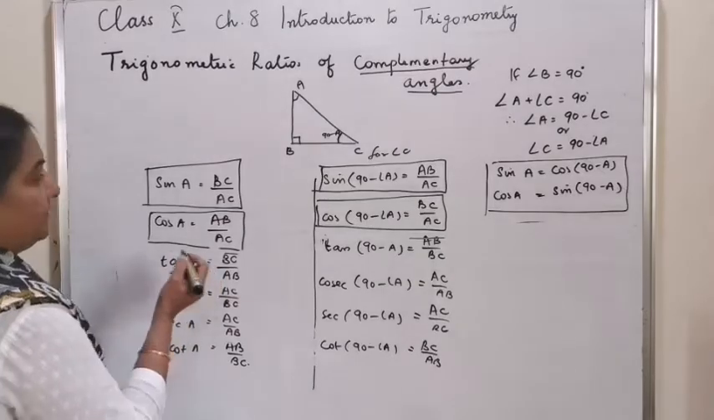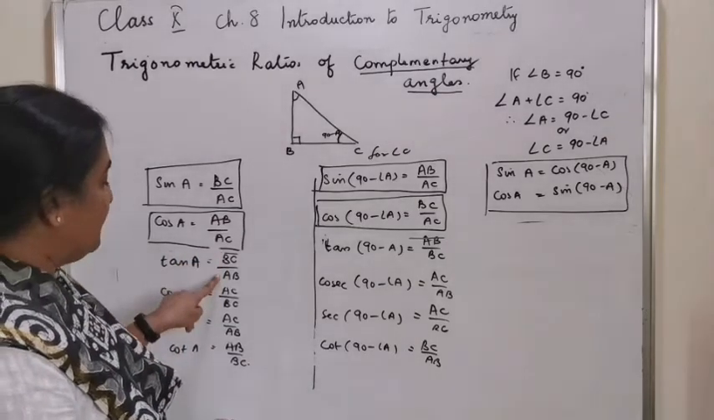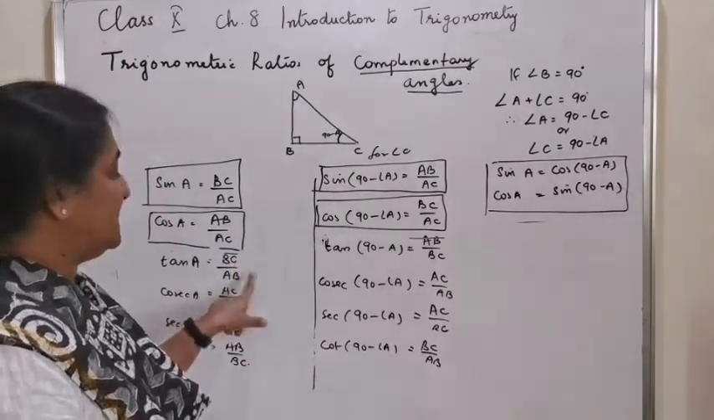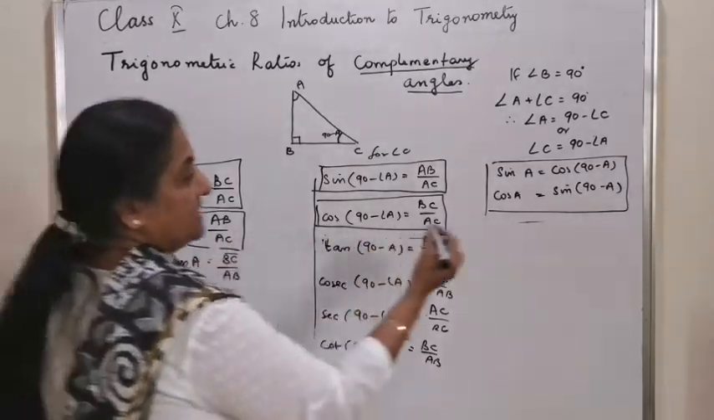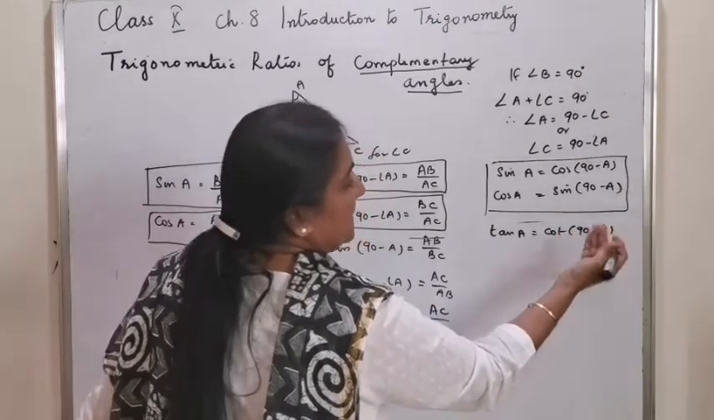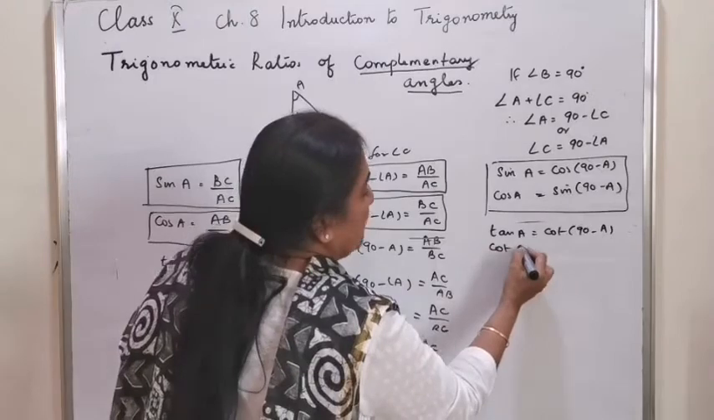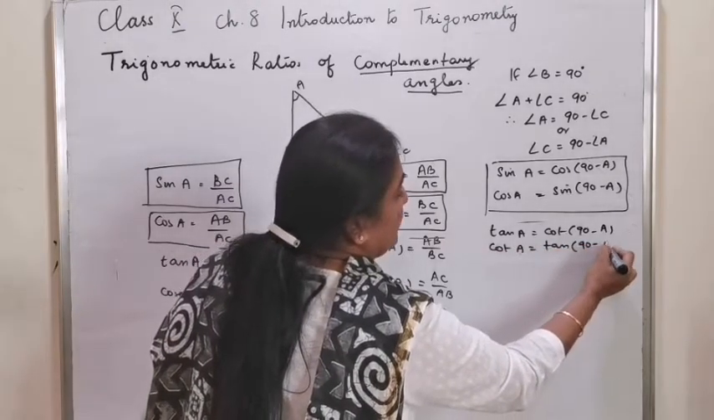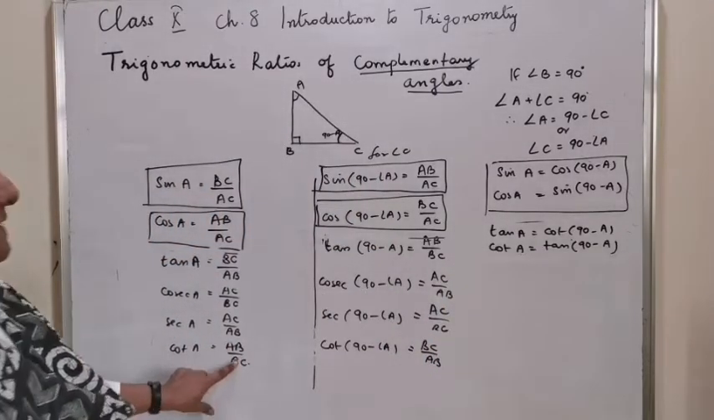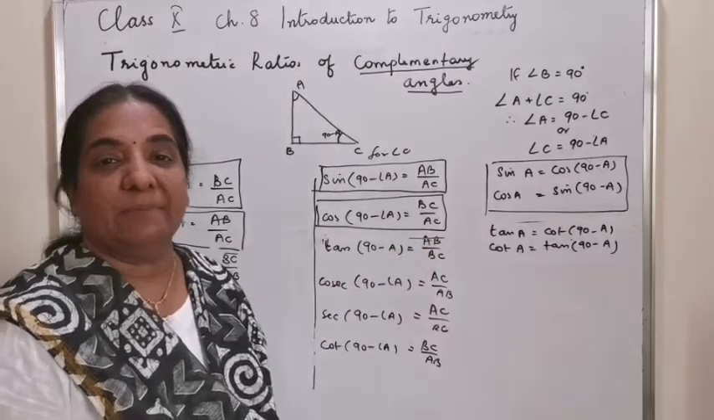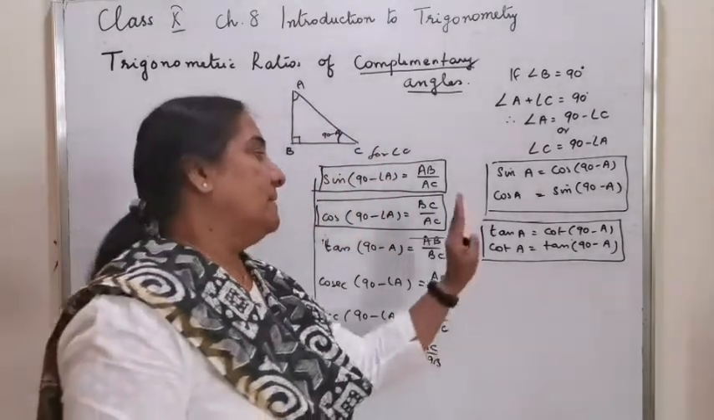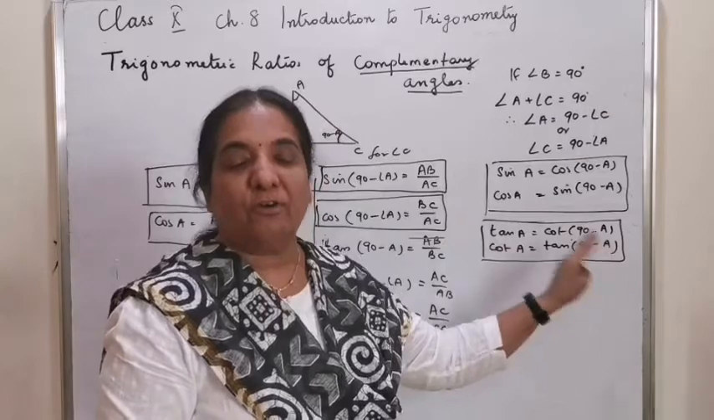Tan A is BC by AB. You can check cot 90 minus A as BC by AB. That means tan A is the same as cot 90 minus A. You can see that cot A is the same as tan 90 minus A. You can refer here, cot A is AB by BC and tan 90 minus A is also AB by BC. That means the next set of complementary ratios are tan of an angle and cot of 90 minus A.